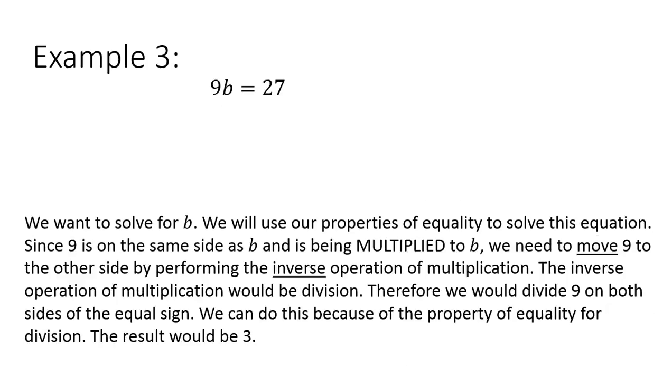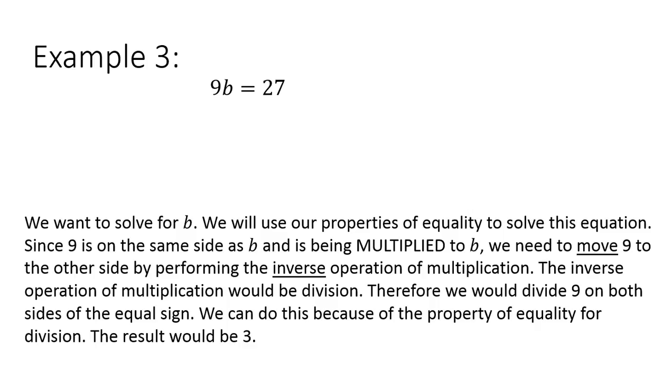Example 3, we have 9b equals 27. We want to solve for b. We'll use our properties of equality to solve this equation. Since 9 is on the same side as b and is being multiplied to b, we need to move 9 to the other side by performing the inverse operation of multiplication.